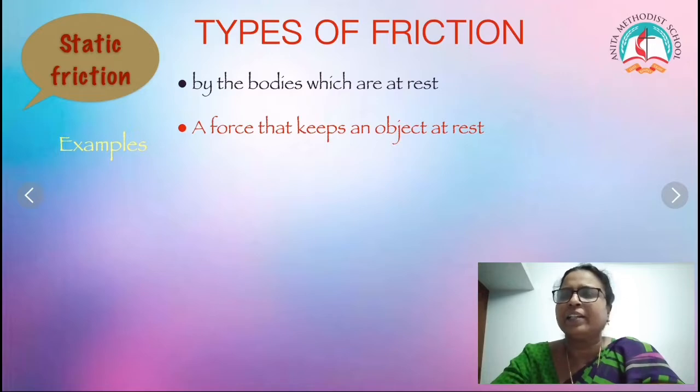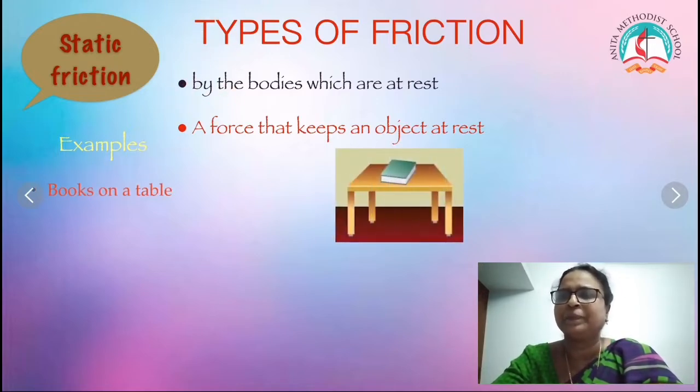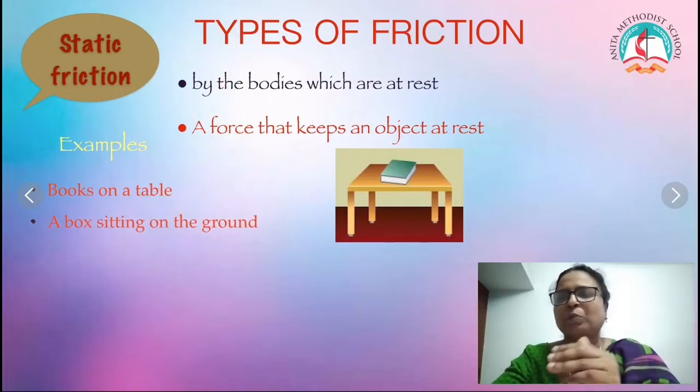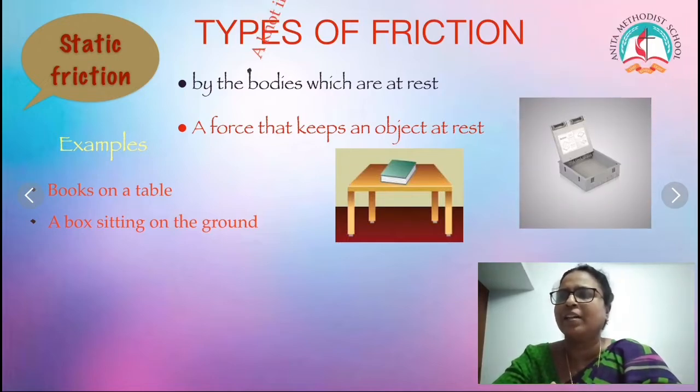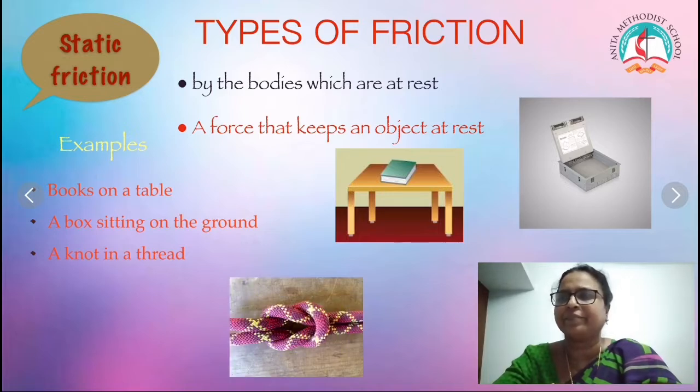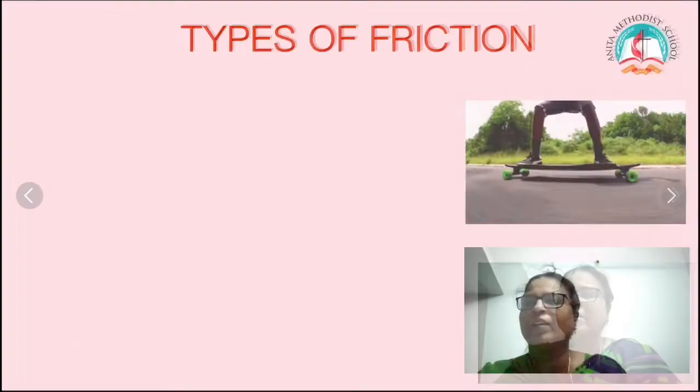Okay. Here we can give some examples. Books on the table. Yes, it's not moving. It is at rest. And then a box sitting on the ground. Then you can see a knot in a thread. Okay. These are examples of static friction.